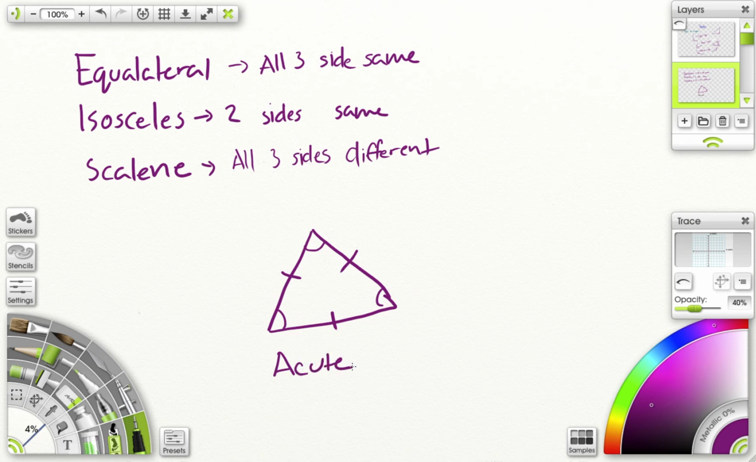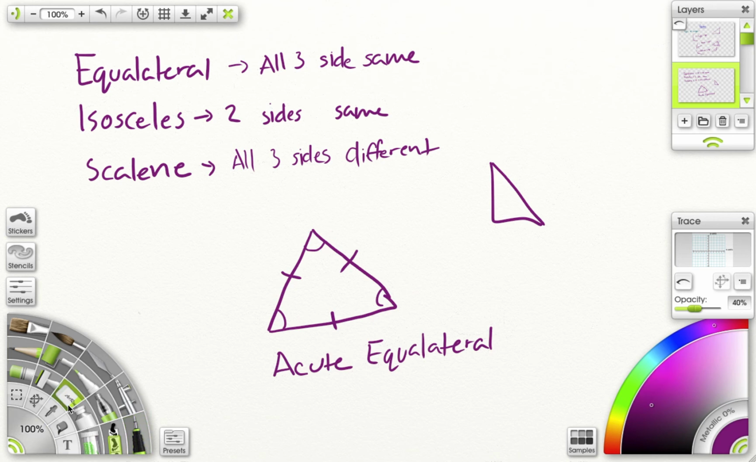And all three sides are the same length because of those three little ticks, so I know it's an acute equilateral. I'm going to tell you right off the bat, if you have an equilateral triangle, it'll be an acute. You can only have an acute equilateral triangle because you cannot have a right angle triangle where all three sides are the same length. As you can see here, it just doesn't work.